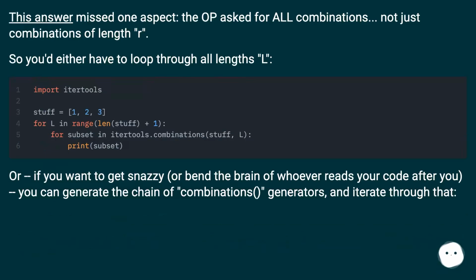This answer missed one aspect. The OP asked for all combinations, not just combinations of length r. So you'd either have to loop through all lengths L, or if you want to get snazzy, or bend the brain of whoever reads your code after you, you can generate the chain of combinations generators, and iterate through that.